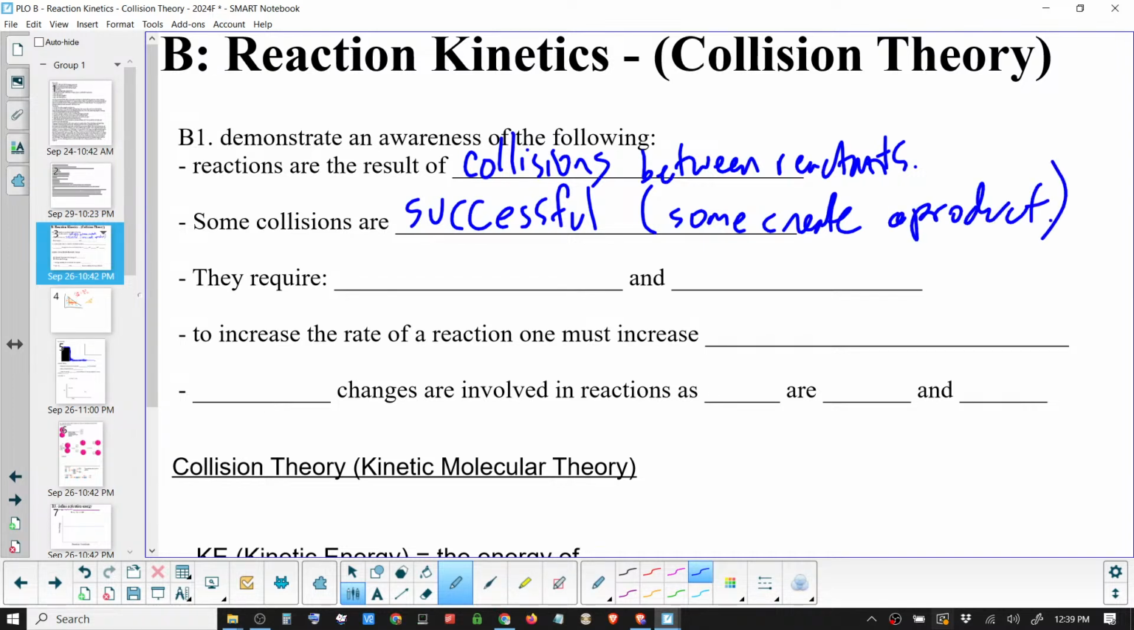Some of those will create a product. At this point, my analogy breaks down because now I have to talk about babies, and this is not biology 12, so we'll just leave that there. However, it does work for this.